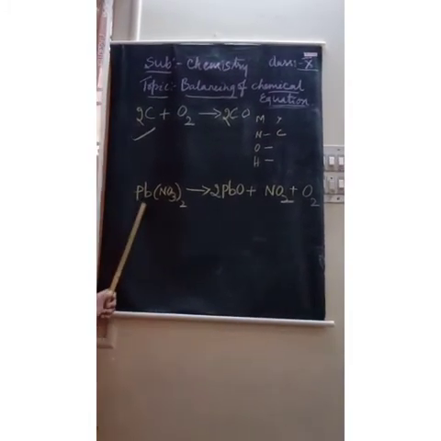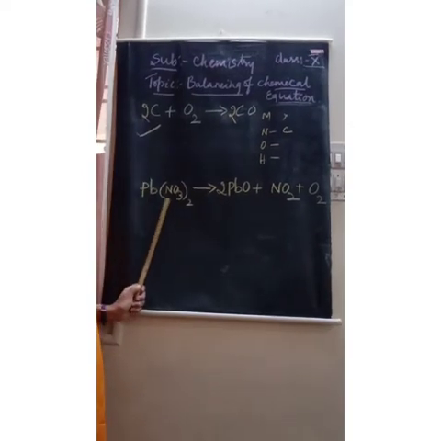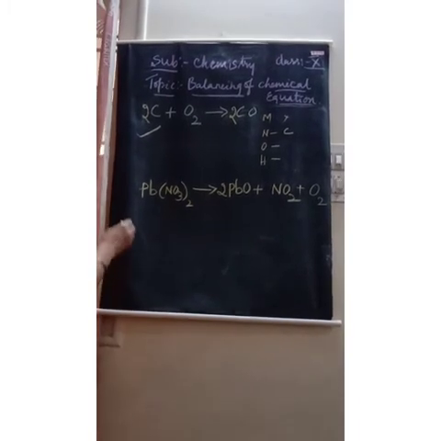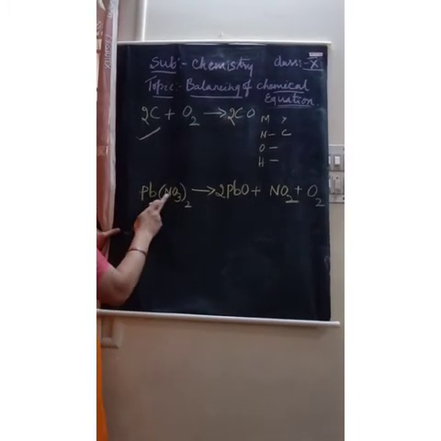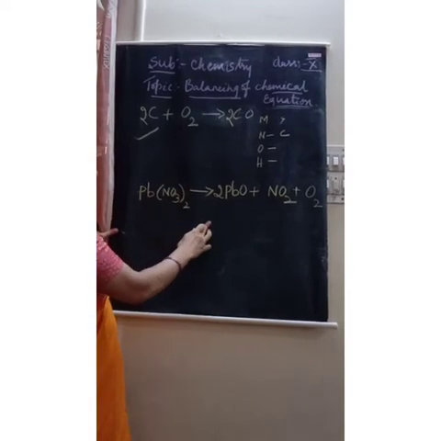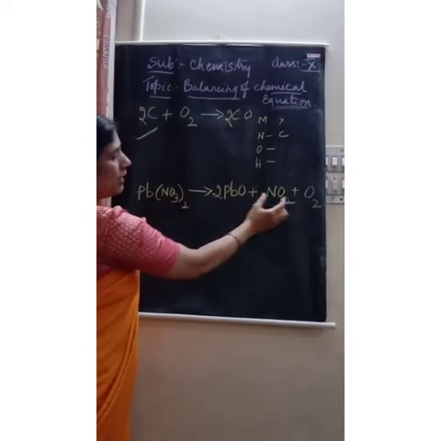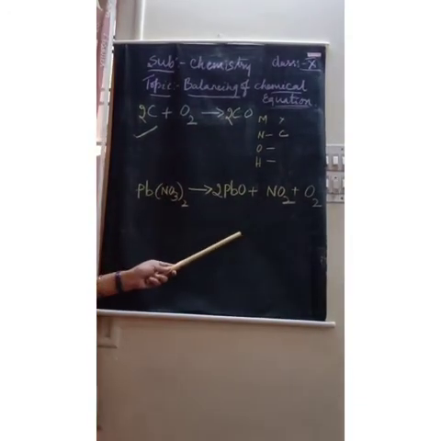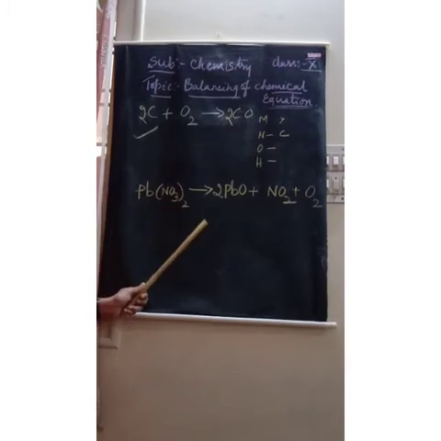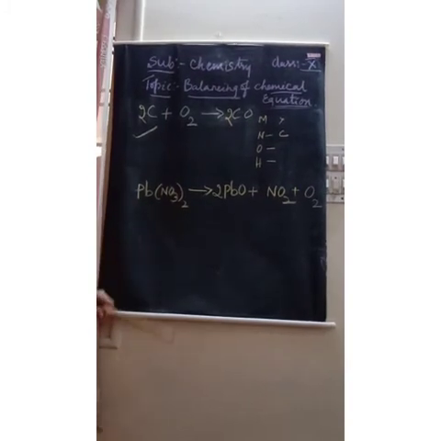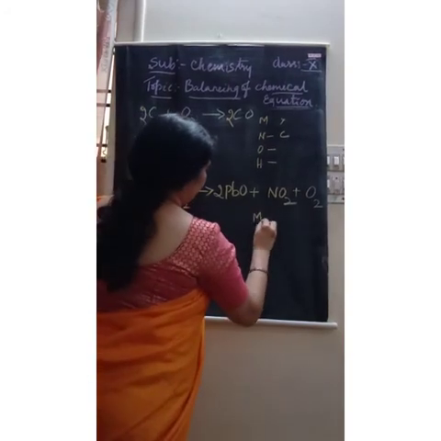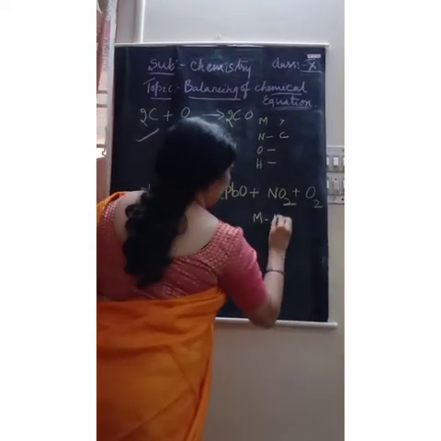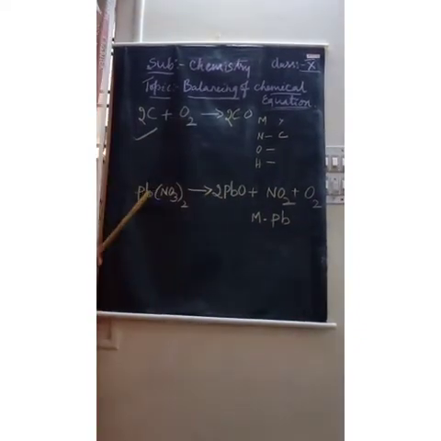In this equation, both metal, non-metal, and oxygen are there. Okay, I will show you the last equation. Please observe carefully. Pb(NO3)2, lead nitrate, undergoes decomposition to form lead oxide, nitrogen dioxide, and oxygen gas is liberated. This is a decomposition reaction, children. It is also a textbook example. First, we have to identify metals. Which is the metal, children? Here, lead is the metal. Clear, children?